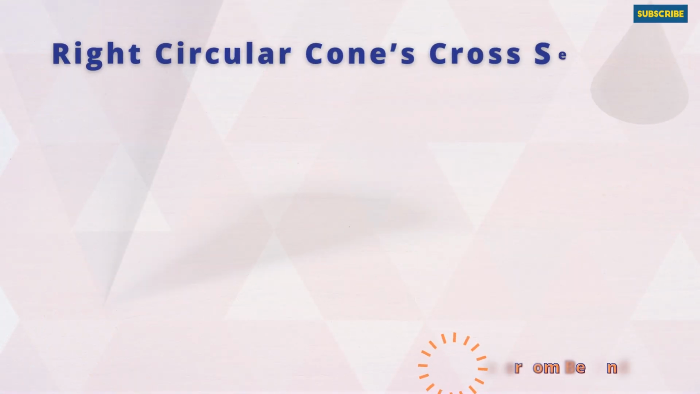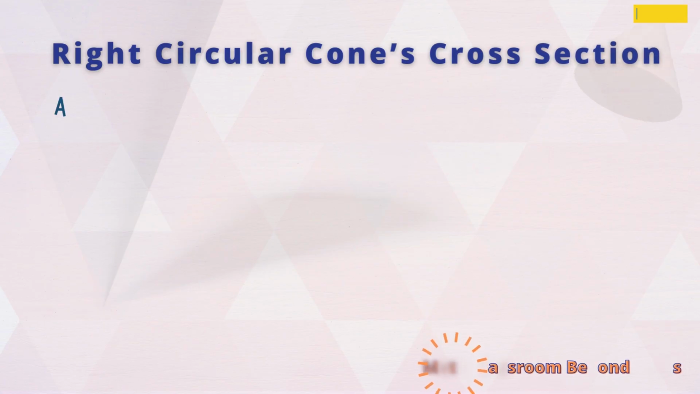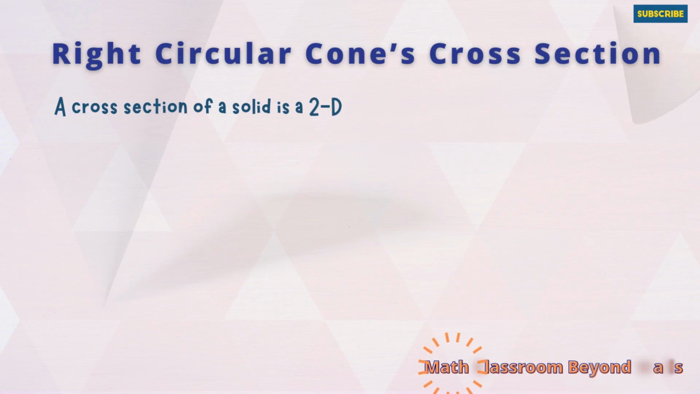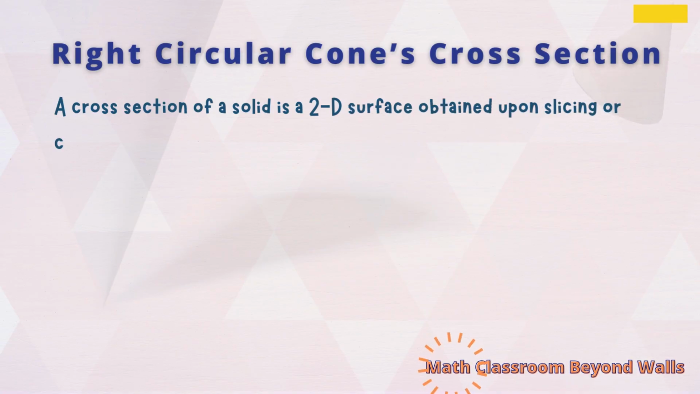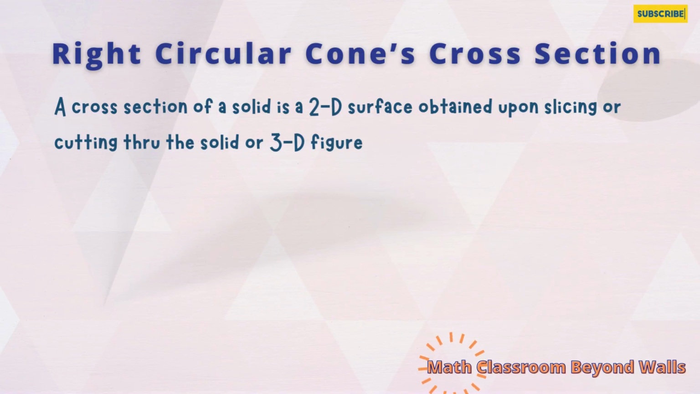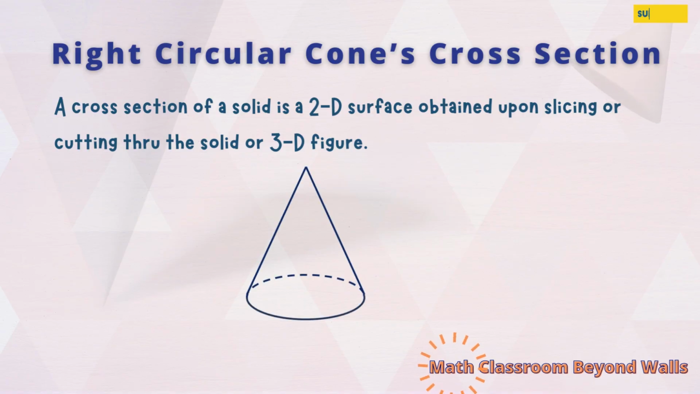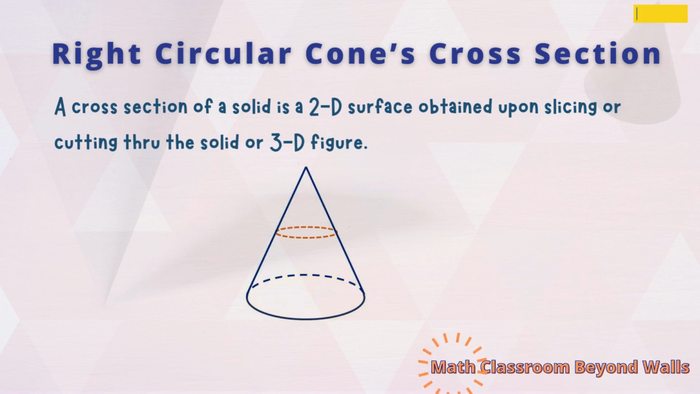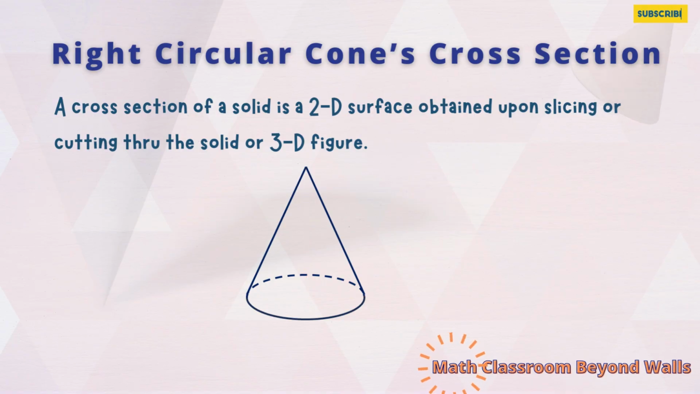As promised, we will have a quick look on the cone's cross-sections. Recall that a cross-section of a solid is a two-dimensional surface obtained upon slicing or cutting through the solid or three-dimensional figure. Here, we will only examine the cross-section of a right circular cone obtained upon slicing it parallel to its base and perpendicular to its base. Let us investigate what shape will the cross-section be if the right circular cone shown here is sliced parallel to its base. Let's go.